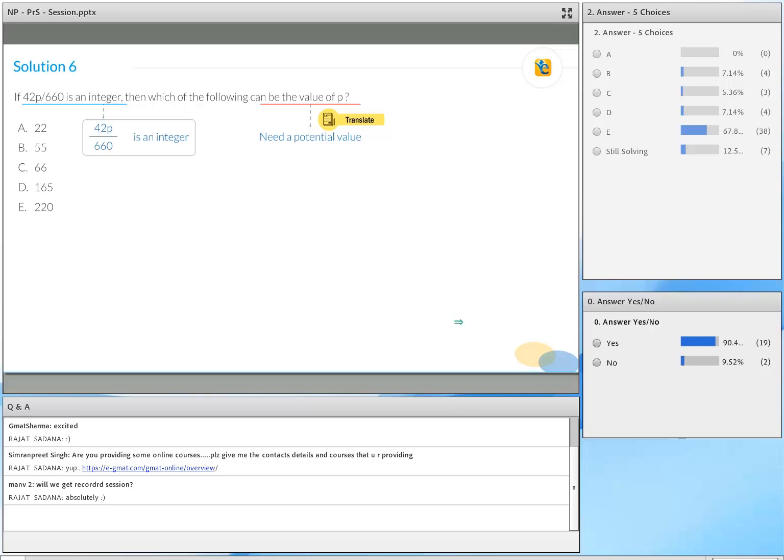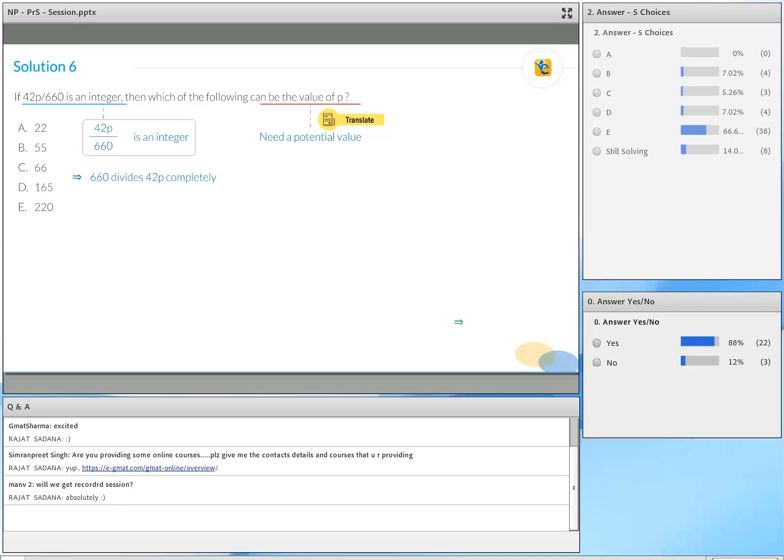This is a very important point, especially for data sufficiency questions, and even in problem solving questions. At times, what we are looking for is an absolute value, the only possible value, and we end up not seeing that value in the answer choices. That's where it's very important to translate to know exactly what it is that you're looking for.